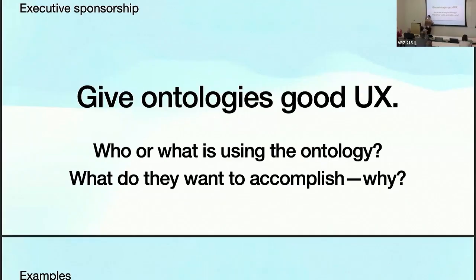Next, and this is mostly a people thing, but give ontologies good UX. It's the face of your ontology, and it's imperative to get it right for usability. So ask, who or what is using it? What do they want to accomplish? What tasks? Also, why? What is the business purpose for the tasks? A beautifully rendered and relevant image that addresses those three things is necessary scaffolding for knowledge management. You can't do it without it.